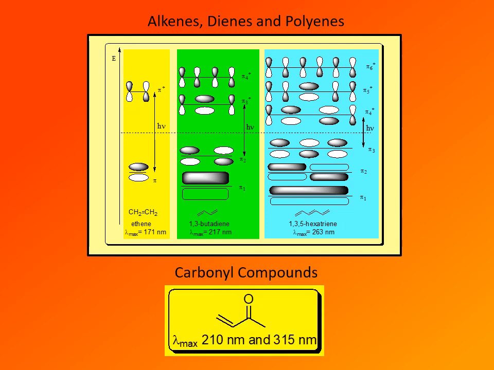Unsaturated carbonyl compounds that have conjugated double bonds, as in this case, this would be methyl vinyl ketone, its real name. We often observe more than one absorption band, and so in this case we observe lambda max at 210 and 315 nanometers. So 210 would be pi to pi star transition, so transition from bonding to antibonding pi orbital, and 315 is n to pi star. So non-bonding electrons, free electrons from oxygen, to an antibonding pi orbital.